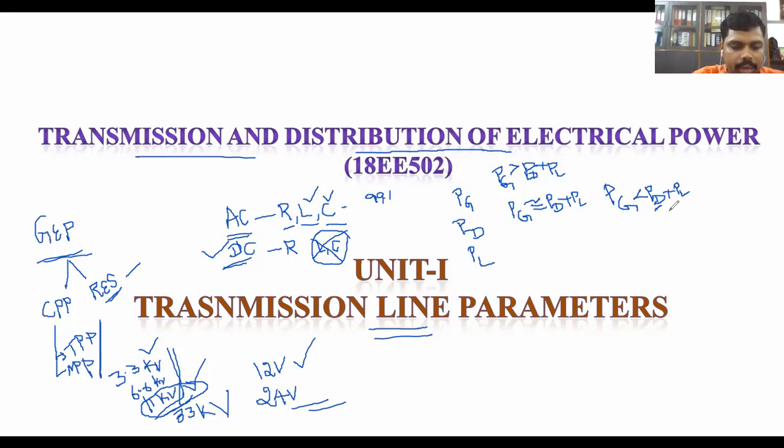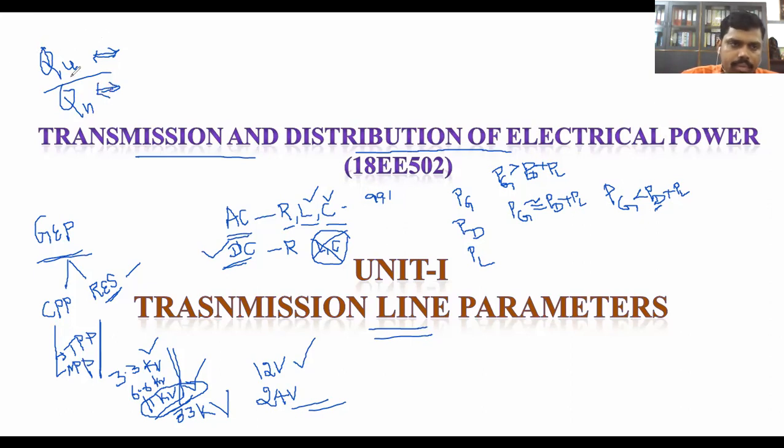In the power system, the main objective is that we need to satisfy the consumer in two aspects: one is quality, another one is quantity. Quality means we need to supply the consumers without interruption and without load fluctuation. Quantity means at a reasonable price.